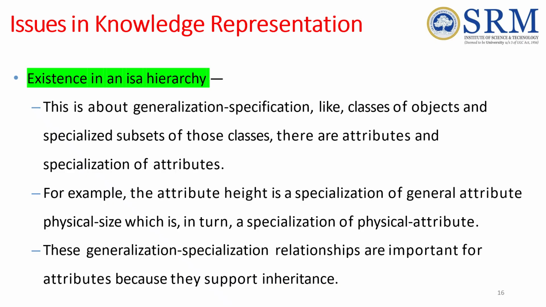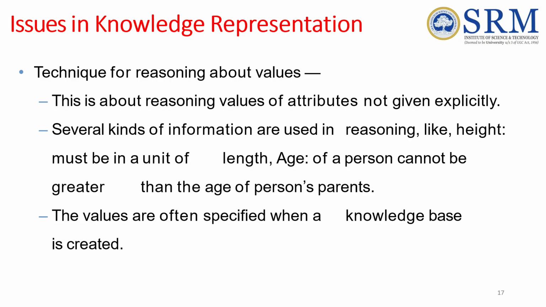Large hierarchies can become difficult to manage, and exceptions are difficult to represent. Those are the disadvantages. Penguins are birds, but they cannot fly. So these are good examples for the existence of an is-a hierarchy. So next is other issues.